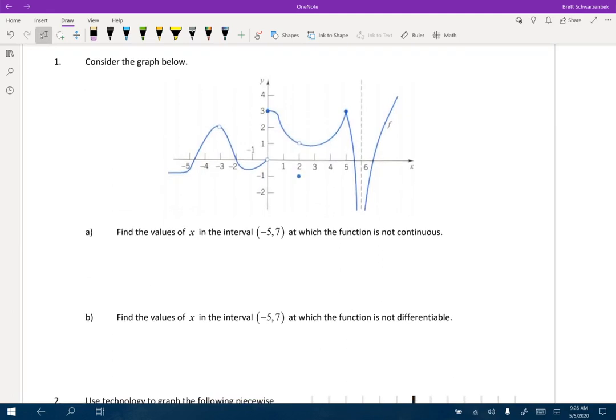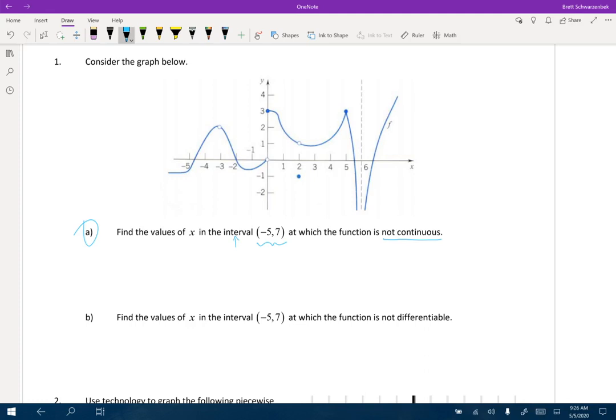Okay, so what if they don't give you the values and you're asked to find them yourself? It says for letter A, for number 1, find the values of x in the interval -5 to 7 at which the function is not continuous. Okay, so this is going back to continuity, old material, so we're not doing anything new here. Just note here, this is definitely, as it says, an interval.